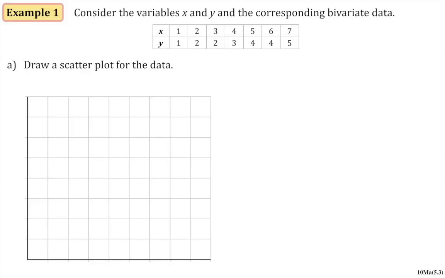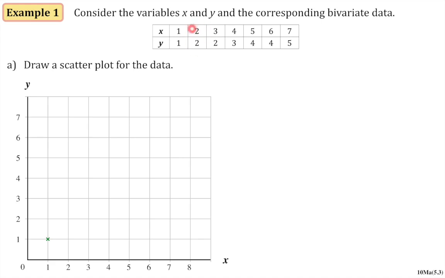So let's get into our first example. Here it is. Consider the variables x and y and the corresponding bivariate data. So if they come in pairs. First point that we're going to plot is 1, 1. So let's label our axes first. We notice that we're going up to 7 and up to 5. So the x-axis we can go up in 1s, the y-axis we can go up in 1s, and everything will fit. And we plot the point 1, 1.